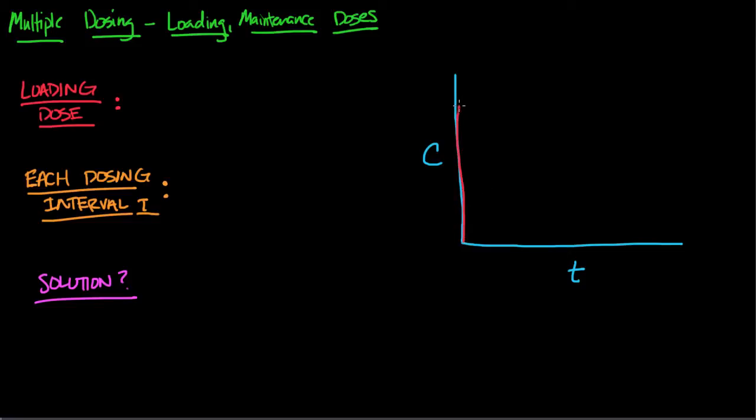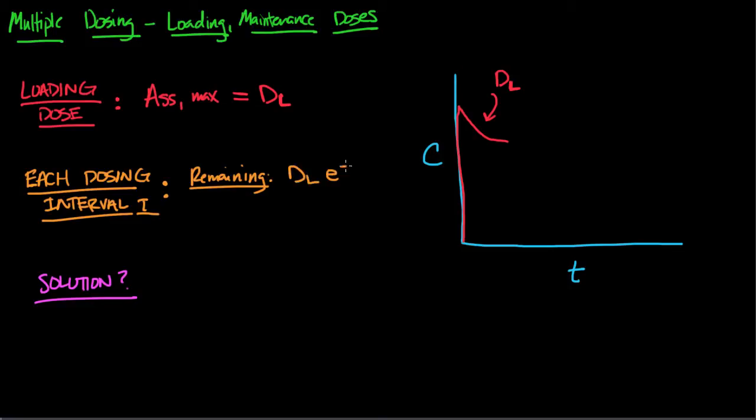So the loading dose is going to be based upon the amount at steady state that you want maximum, and that's going to be equal to your loading dose. Okay, so in red, this part of the curve is going to be due to the loading dose. Each interval, what's going to happen is after decaying, the amount that's remaining is going to be equal to the loading dose times e to the negative k tau.